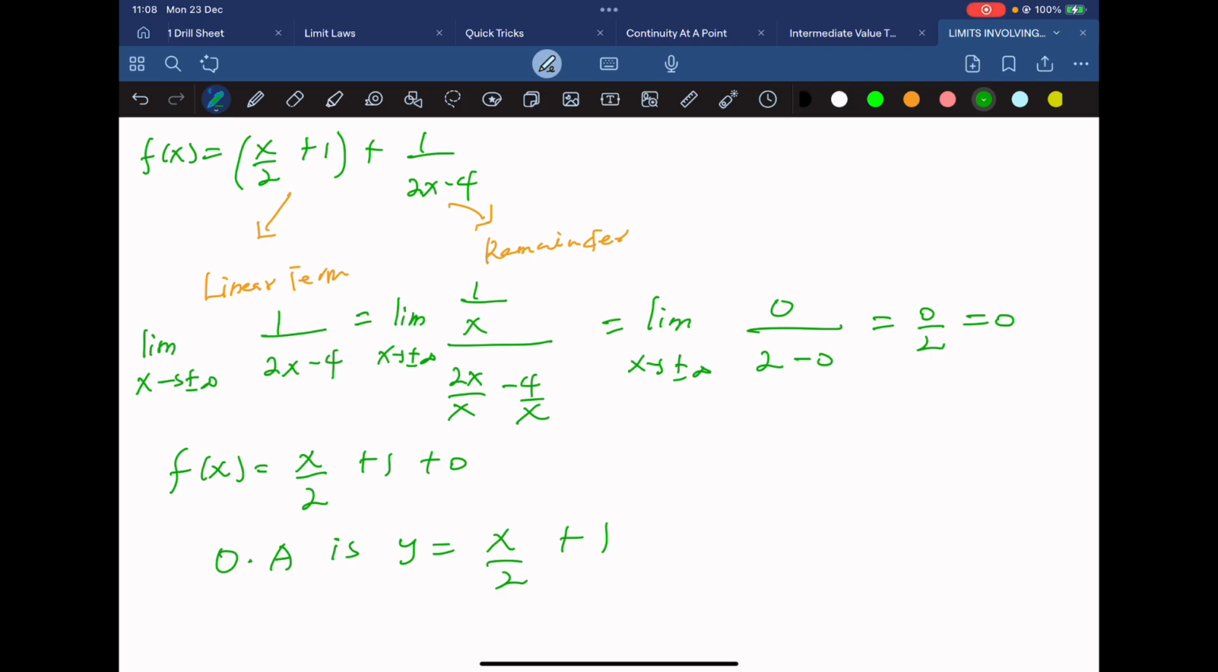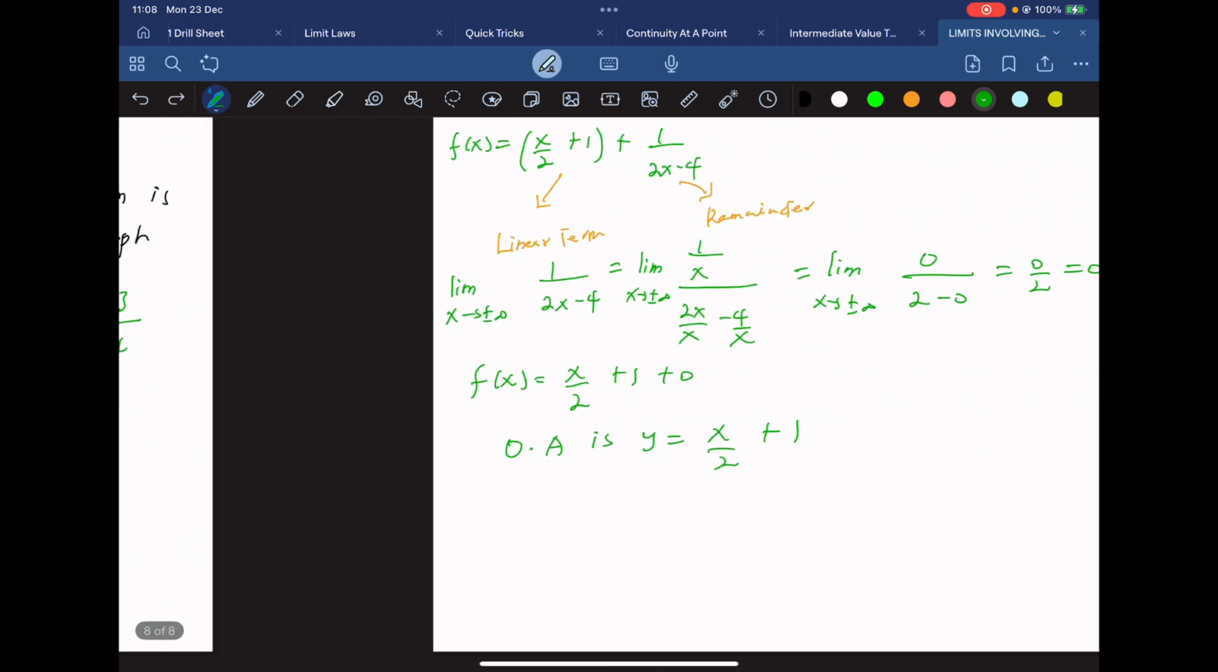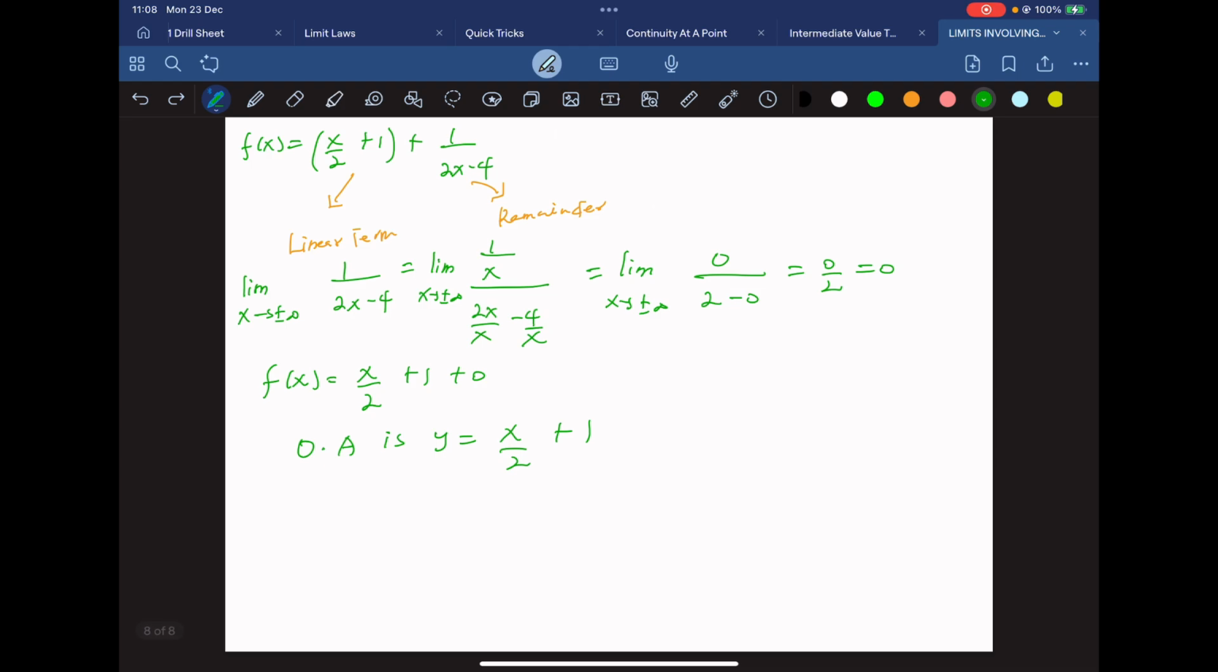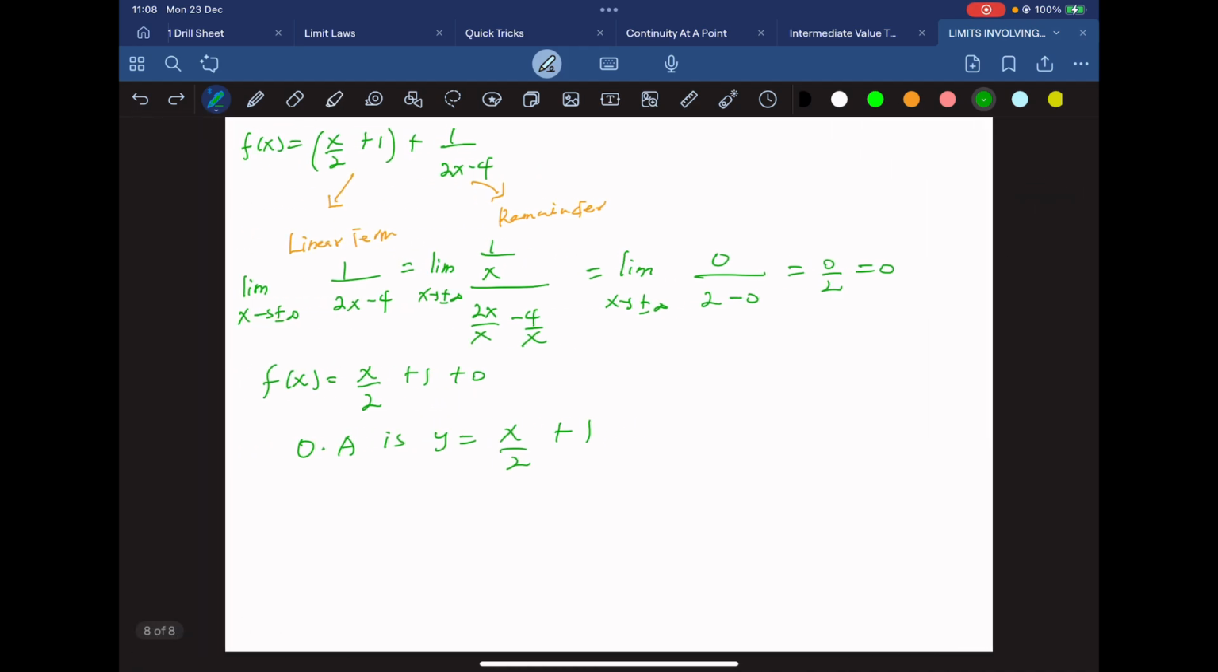I hope this is clear enough. So first of all, you have to do your division to identify your linear term and your remainder. Afterwards, then you take your limit as x approaches plus or minus infinity of your remainder and you add it to your function. I hope this is okay.